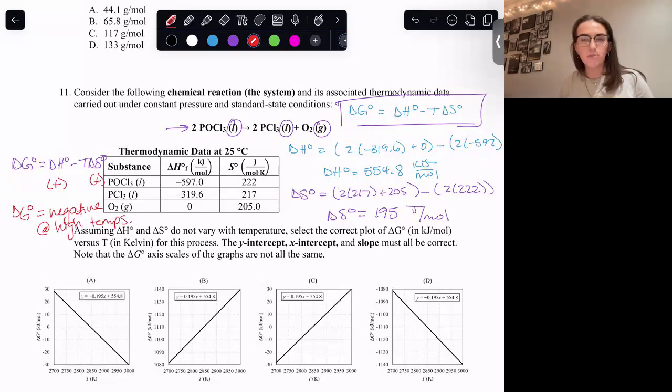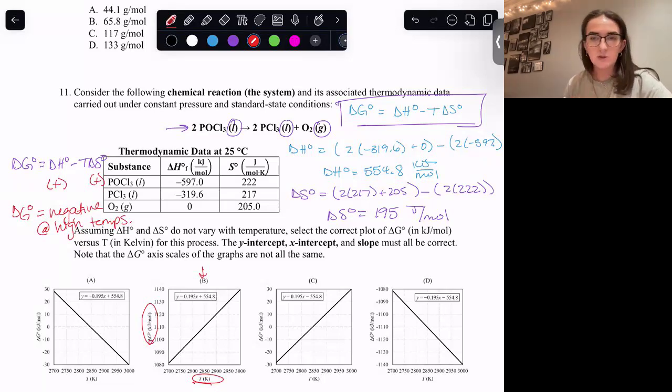Okay, so before we even solve for the temperature when it becomes spontaneous, we can look at our graphs. If we look at B, we'll start with B. We have an axis that is positive for temperature, which makes sense, right? Temperature should always be positive. And then we have a delta G that is also always positive. What would this be if delta G is always positive?